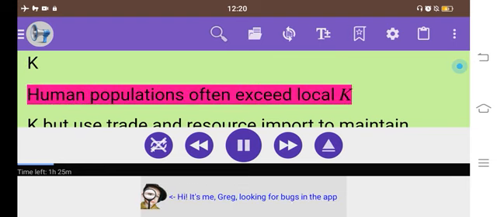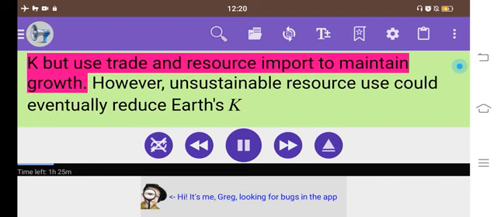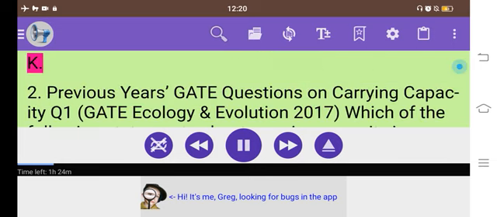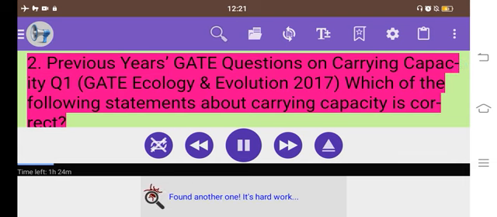Human populations often exceed local K but use trade and resource import to maintain growth. However, unsustainable resource use could eventually reduce Earth's K. Part 2: Previous year's GATE questions on carrying capacity.